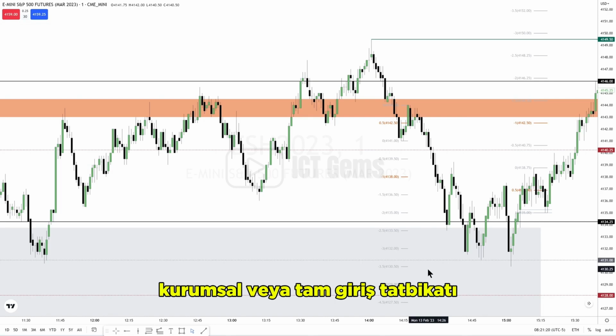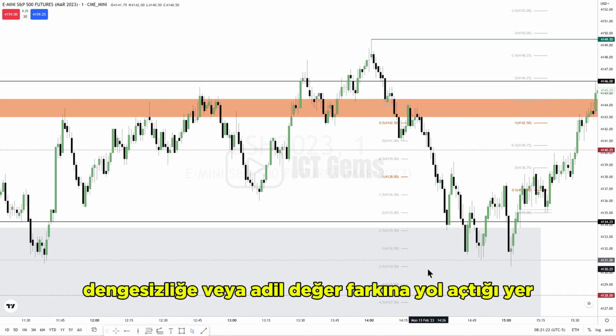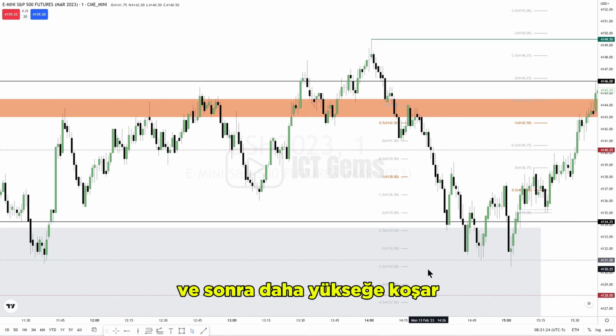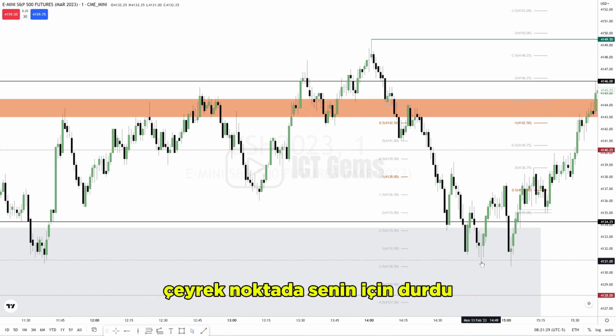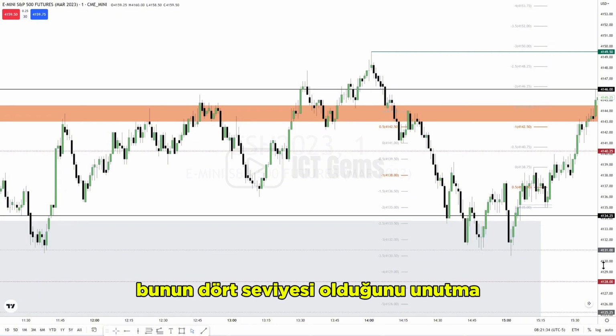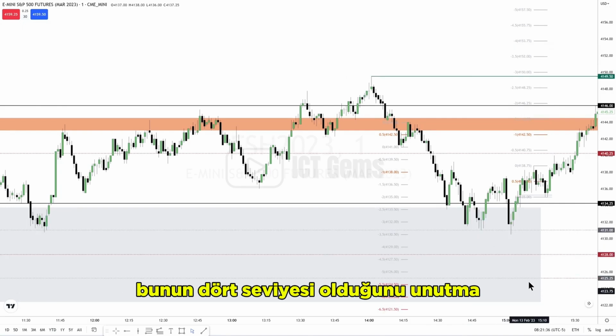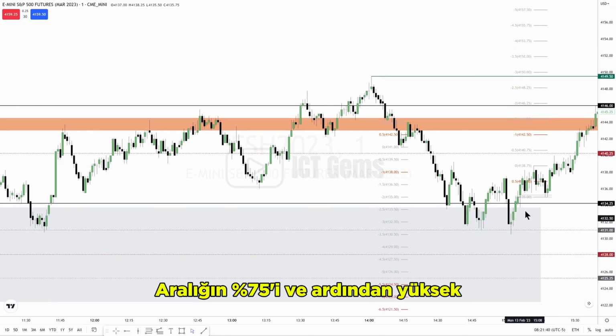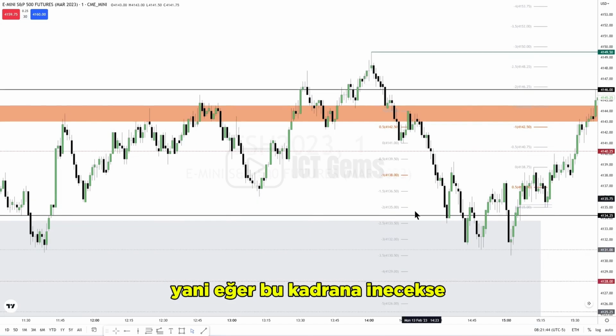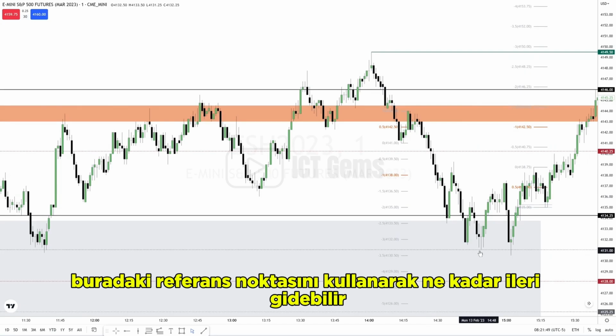An institutional order flow entry drill, where it just goes into an imbalance or a fair value gap and then runs higher. Well, you have a short-term low here. It stops right at that quarter point, the upper quarter of the fair value gap that's shaded in gray here. Remember, there's 4 levels to it. The low, first quarter, midpoint, which is consequent encroachment, 75% of the range, and then the high. So if it's going to go down to that quadrant here, which it does here, how far can it go?